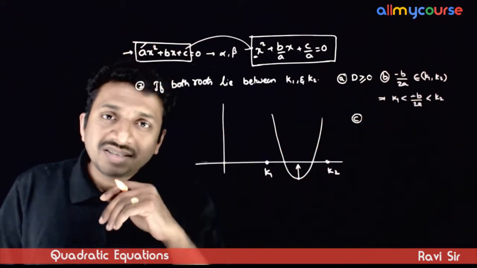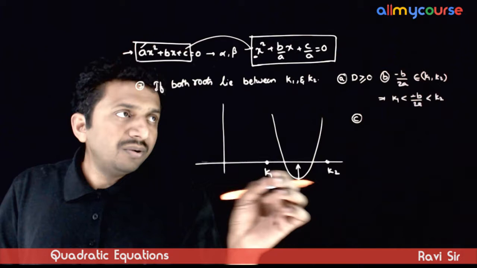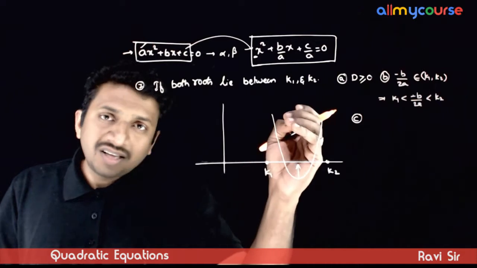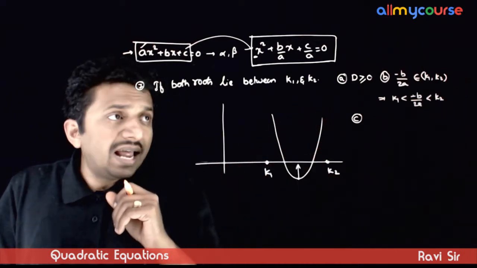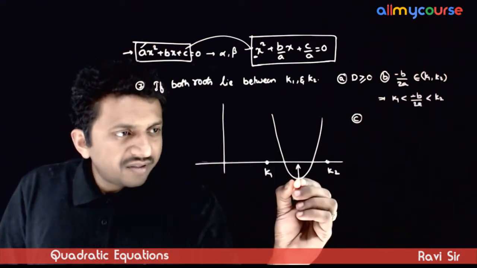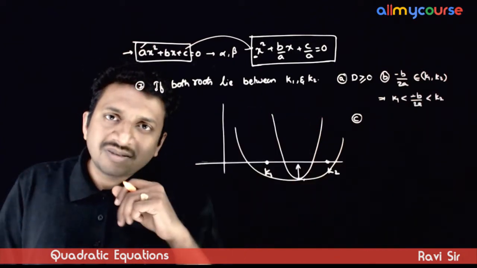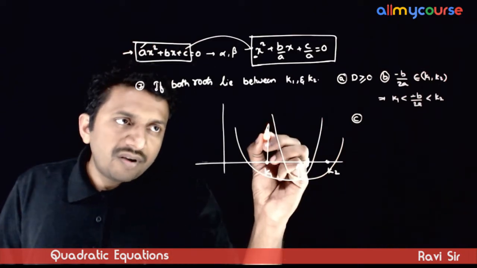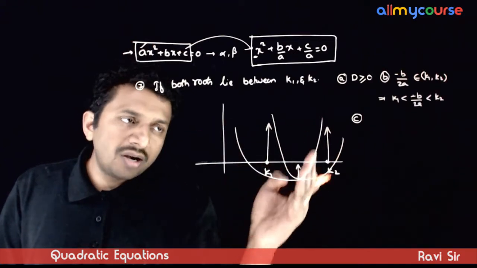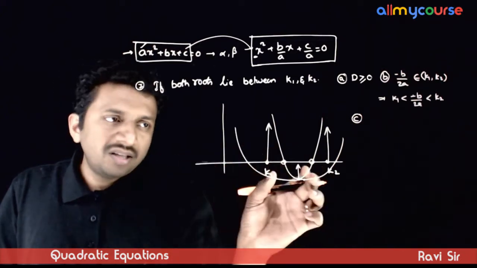So are these two conditions sufficient? Minus b by 2a is lying in between k1 and k2 and the discriminant is positive. That means the graph is starting below the x-axis and the vertex lies between k1 and k2. Now the graph can be like this or like this. So what ensures that the graph is like this? Here, if f of k1 and f of k2 are both positive, that means the graph has already gone up before reaching k1 and k2. Hence both the roots will be in between k1 and k2.